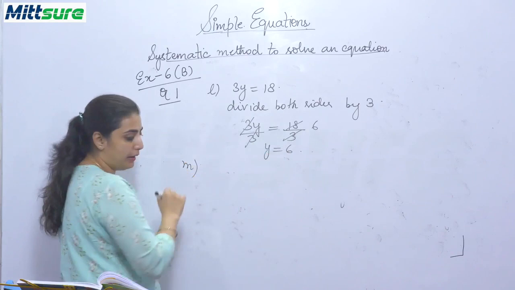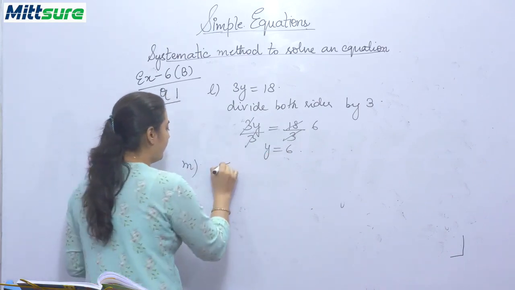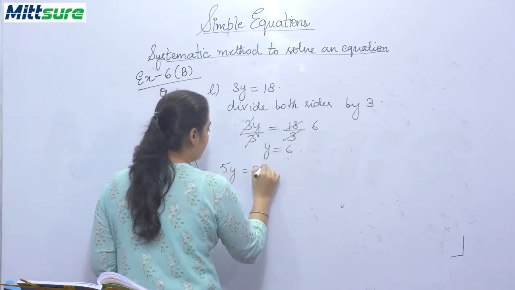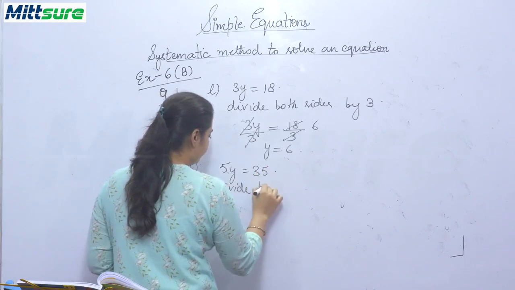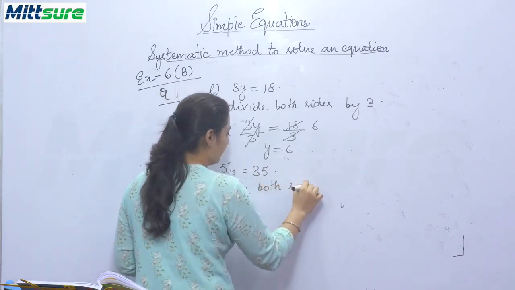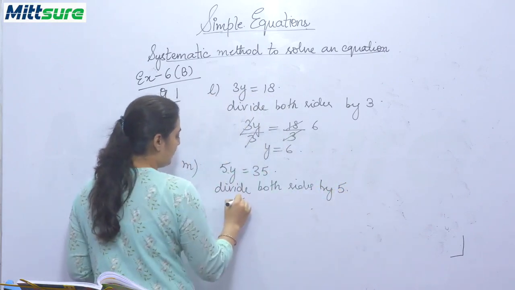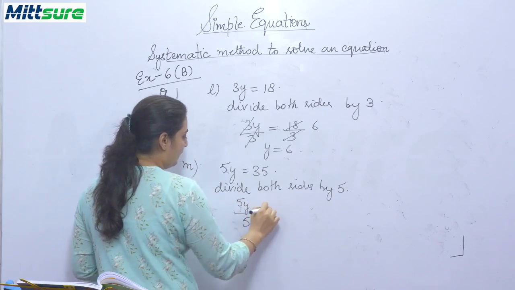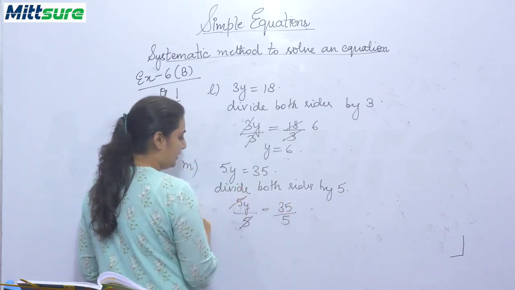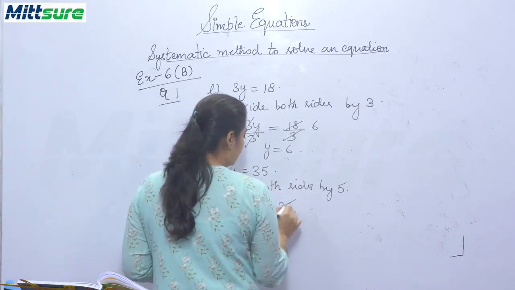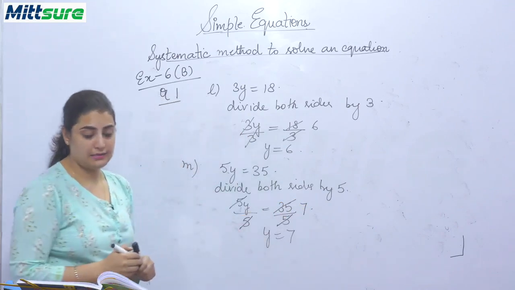Then we have got M part. In M part we have 5y equals to 35. Divide both sides by 5. On dividing both the sides by 5, 5y upon 5 equals to 35 upon 5. That is 5 and 5 cancels. 5 cancels this 35 7 times. So the value of y comes to be 7.